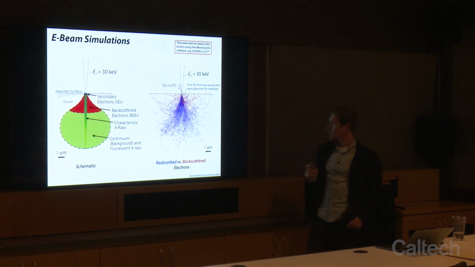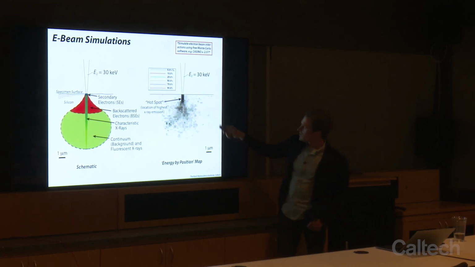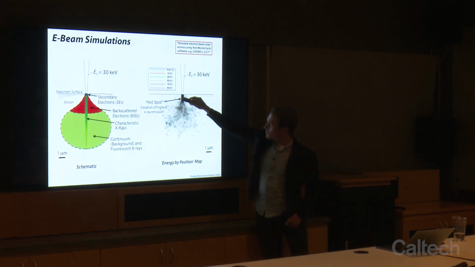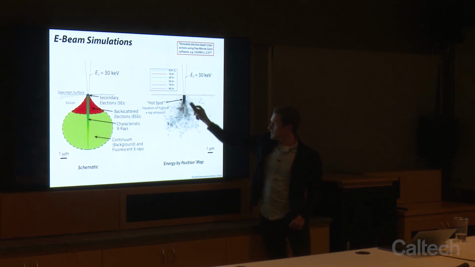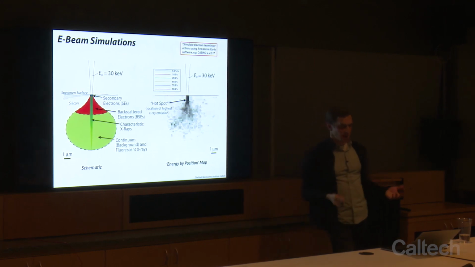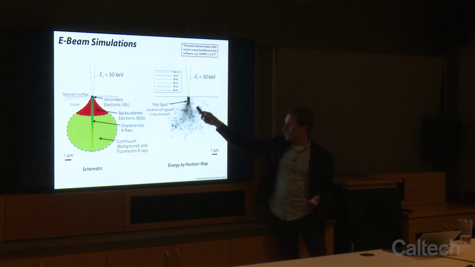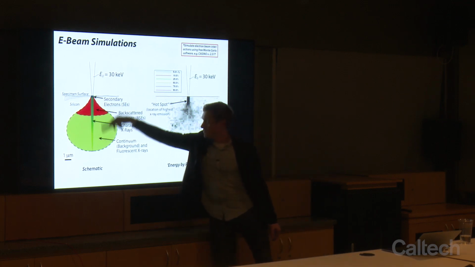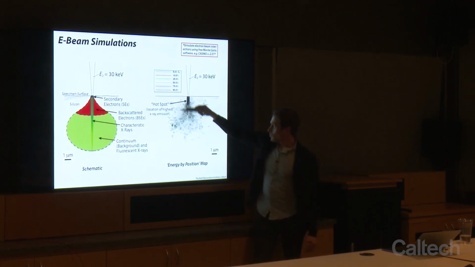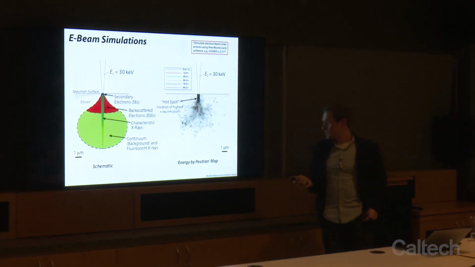We can also look at the energy by position map, and we can see that the electrons have the most energy where they enter here, sort of like a hot spot. And then as the electrons scatter, they lose energy and therefore can't create as many characteristic X-rays. So when you're forming your spike for your X-rays, you're going to get most of them up here, and it's going to trail off as it goes deeper in the specimen.